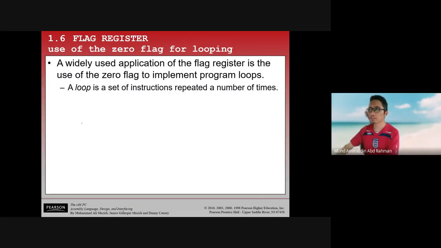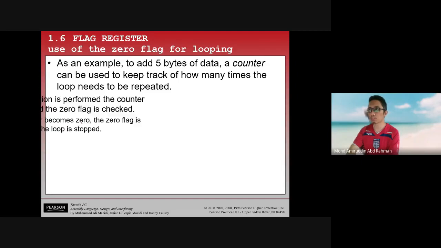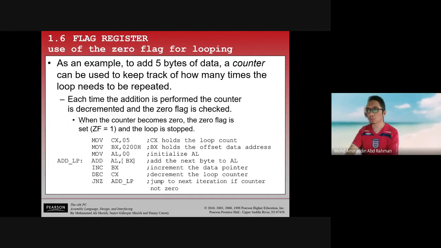A widely used application of the flag register is the use of the zero flag to implement program loops. A loop is a set of instructions repeated a number of times. For example, we want to add 5 bytes of data. A counter can be used to keep track of how many times the loop needs to be repeated.